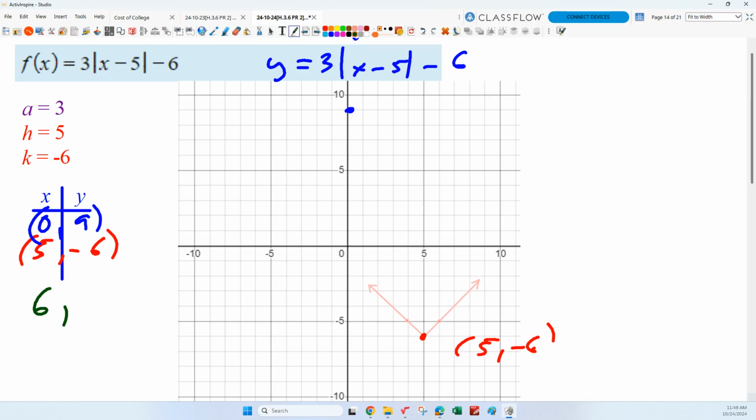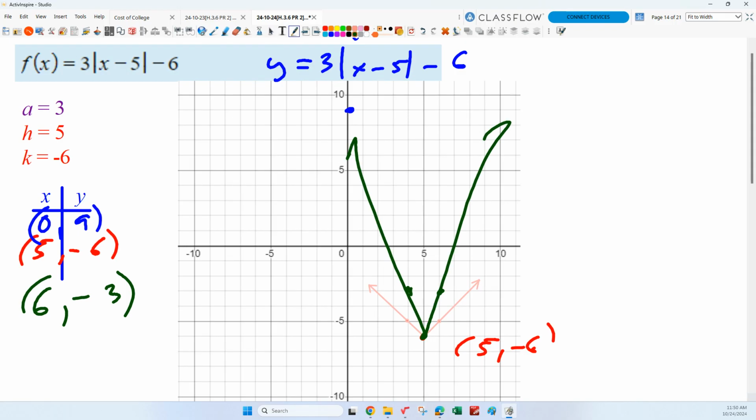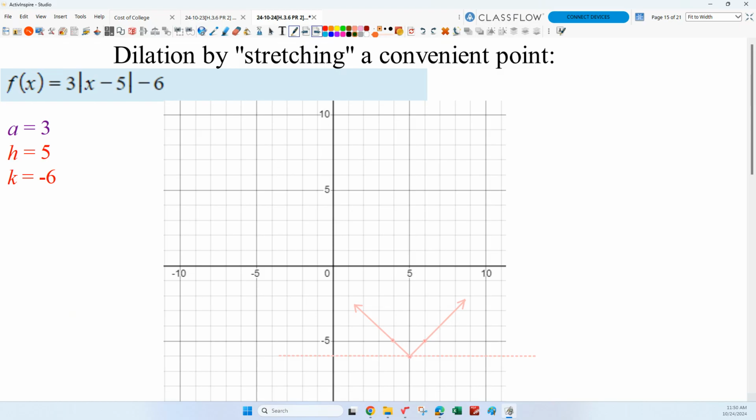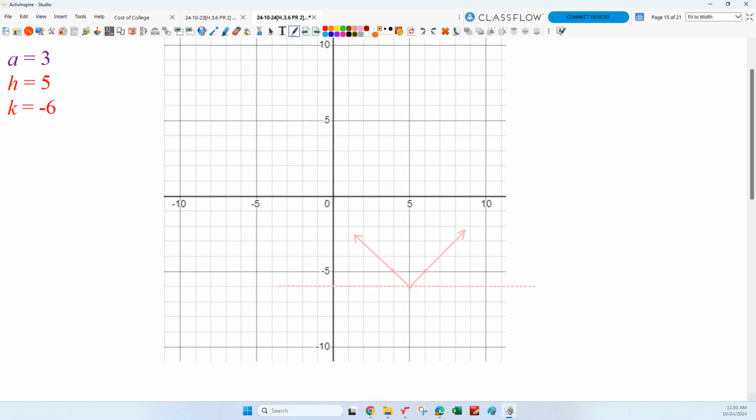If I plug 6 in, 6 minus 5 is 1. Absolute value of 1 is 1, times 3 is 3, minus 6 is negative 3. Over 6, down 3. All it takes is 1 point, because I already know that that point stays the same. There's my graph. Everybody see that? You can always just build a t-table and pick some convenient points. Okay, we can also do it by stretching though, by stretching a point.